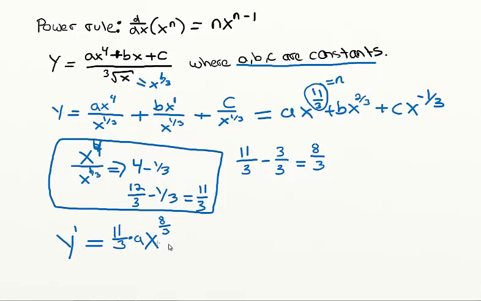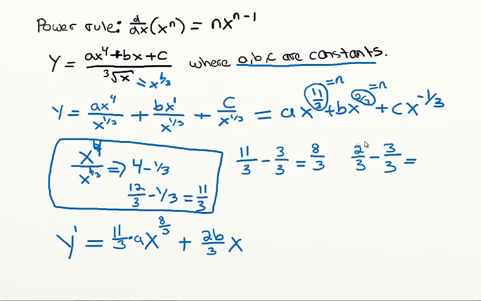Alright, now we're going to add to this the derivative of bx to the 2/3. So this 2/3 is now going to be our n. So we're going to multiply that in front, so we'll get 2/3 times b. So we can write that as 2b over 3, right? 2/3 times b over 1 is just 2b over 3. And then we're going to write our x. Now, 2/3 minus 1, which is 3 over 3.